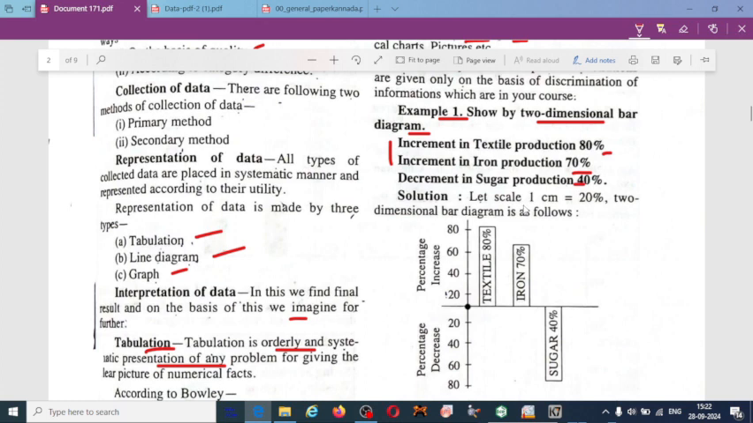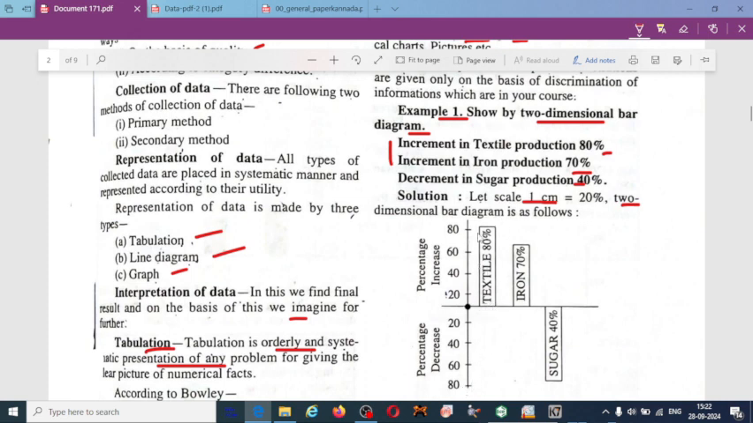So solution, first of all, scale: 1 centimeter equals how much, as you are going to draw the graphs in your practicals, school or colleges. So the two-dimensional bar diagram is as follows. First you should take the percentage: maximum is 80% and minimum is 40%, increasing order, decreasing order. So you can start with 20, 40, 60, 80, and then the decreasing order also 20 to 80.